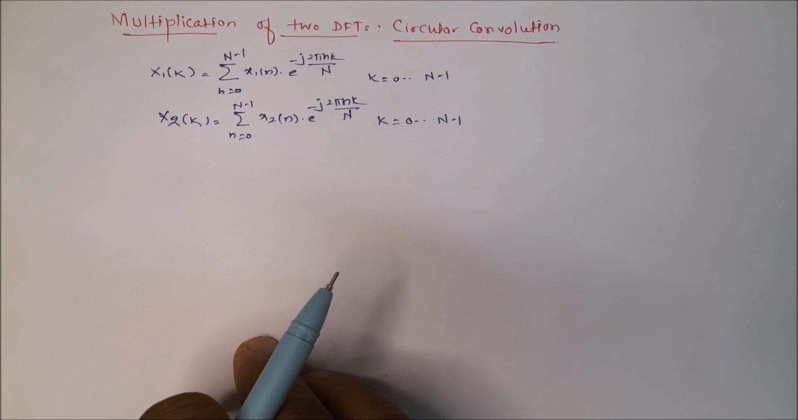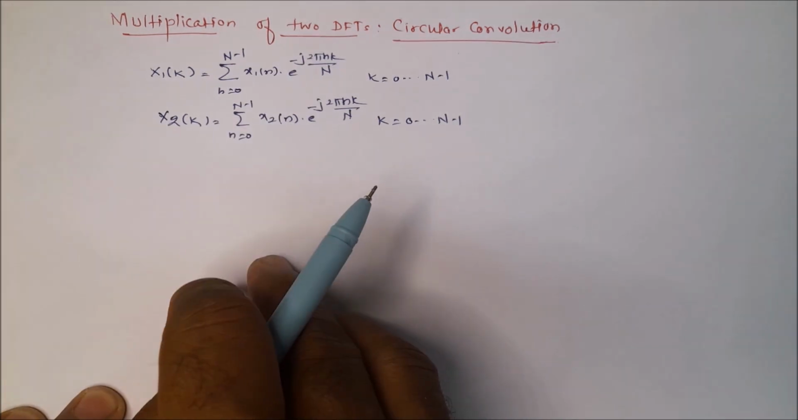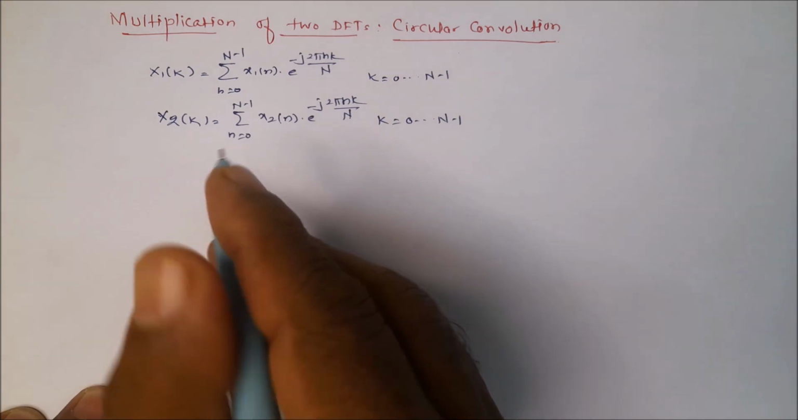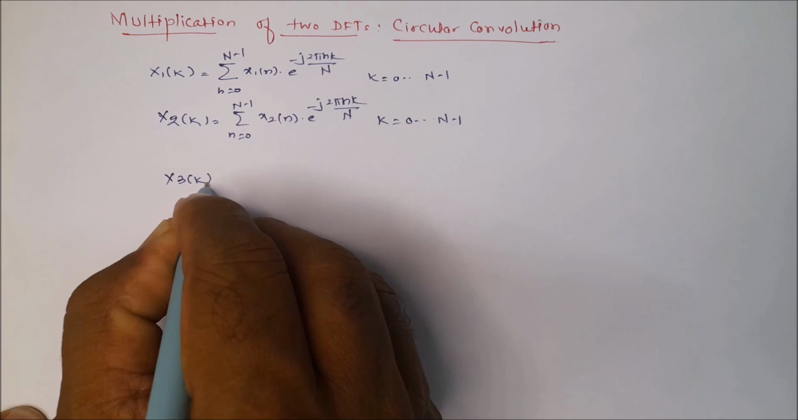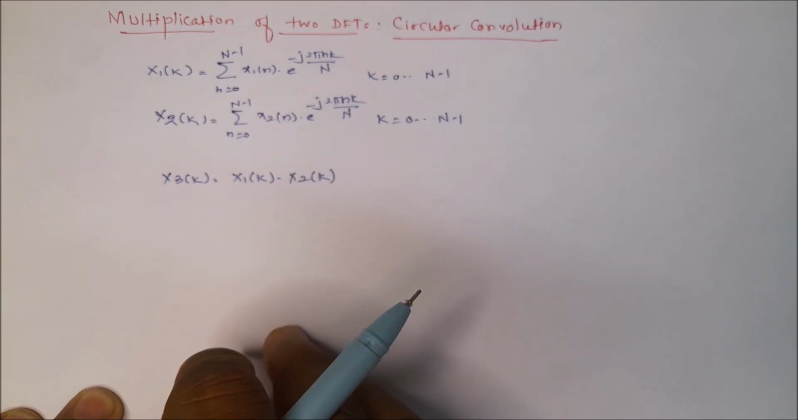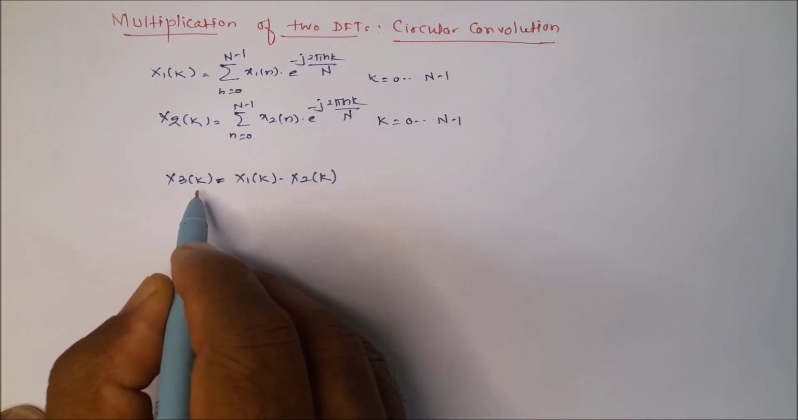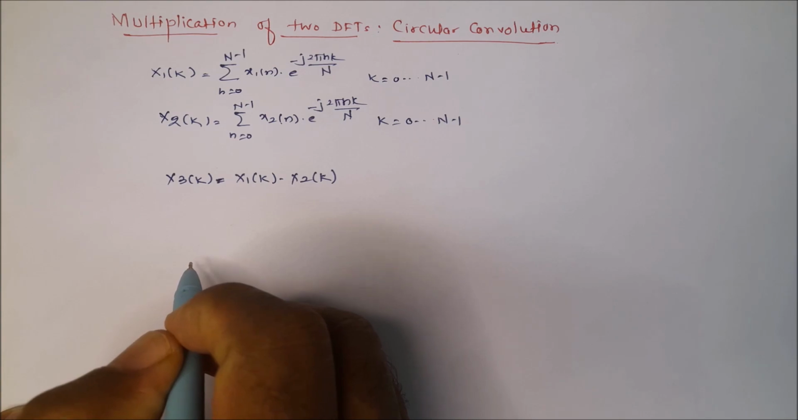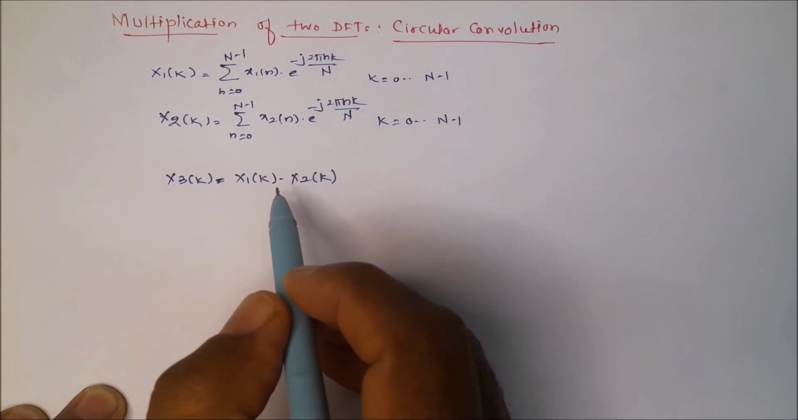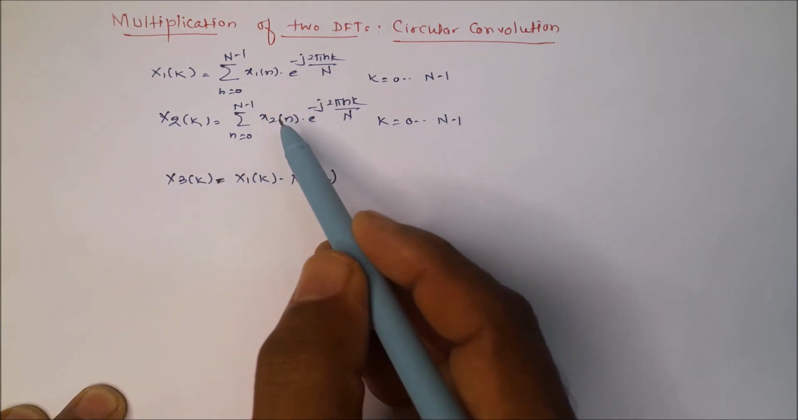If we multiply these two DFTs, the result is also a DFT. Let us assume the multiplication of these two DFTs is X3(k), where X3(k) we can now write as X1(k) into X2(k). So I can now say that this X3(k) is a DFT of an N-point sequence x3(n). Now let us try to find out the relation between x3(n) and x1(n) and x2(n).